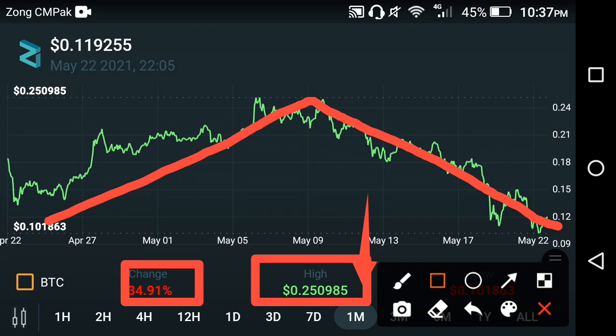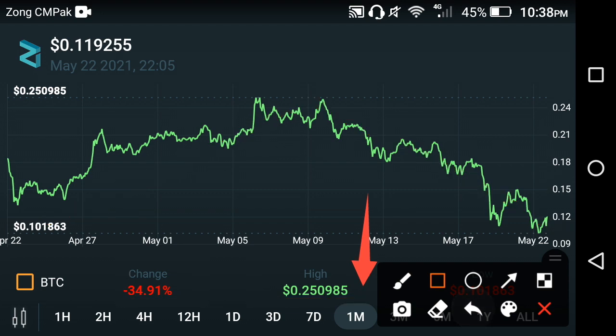Now friends, what is my prediction about Zilliqa? Remember that my prediction about Zilliqa at this time is positive. On the basis of technical analysis and my personal research, I think there is a jump coming soon in Zilliqa.